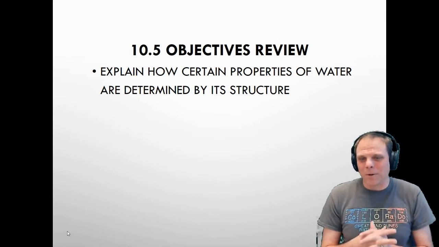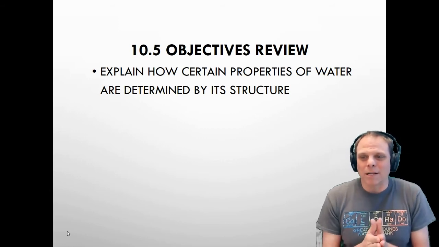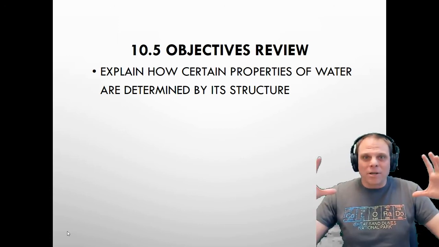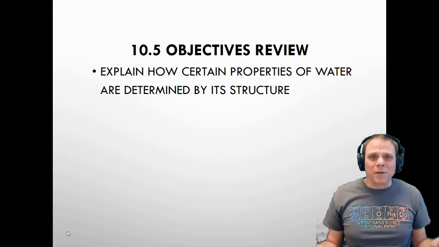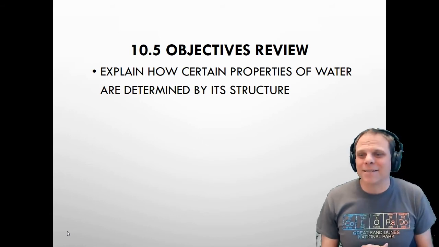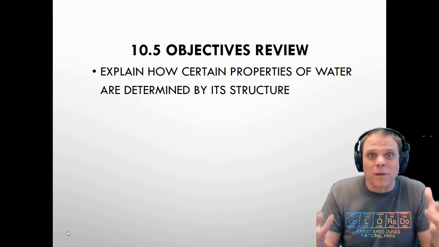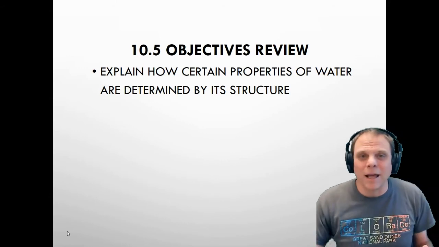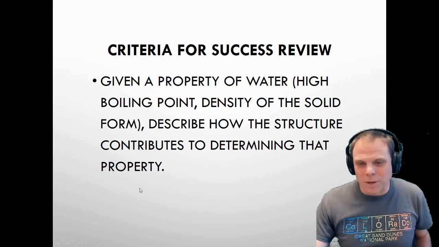Let's see if we learned what we set out to learn. Can we explain how certain properties of water are determined by its structure? Absolutely. We can talk about the density, how it changes because it's got to space out because of those hexagons, and how it forms those beautiful ice crystals due to hexagons. We can talk about that insulating property because it's filled with air, and so that is why that ice layer is pretty insulating in a lake and things like that. So many more things we can talk about there.